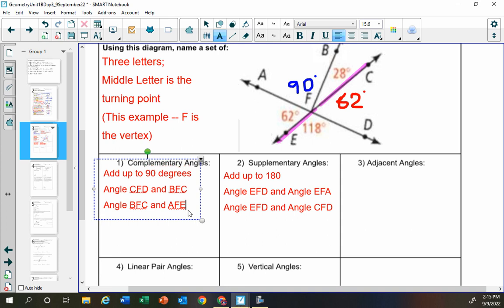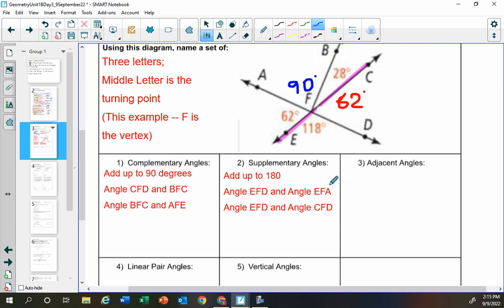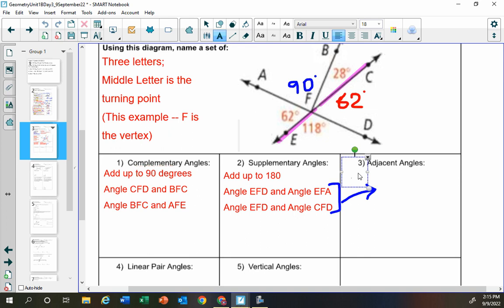Okay. Now, with adjacent angles, you can use actually the examples from here. So those are some examples. So these two you could use in here as well. Remember, adjacent angles, they share a side. Now, supplementary angles could be an example. Now, are there any other angles that may share a side?